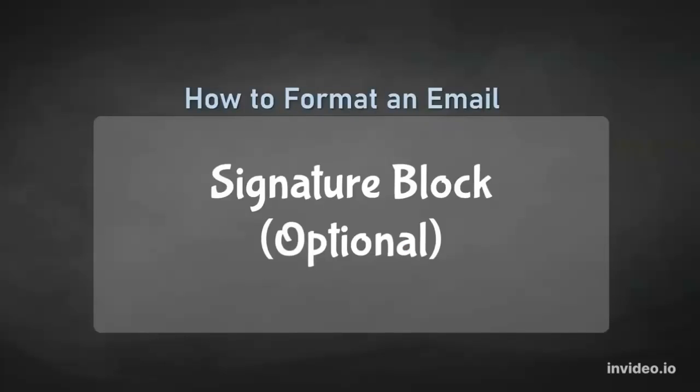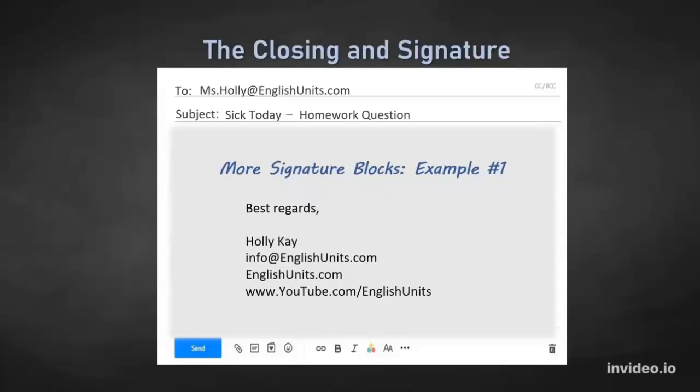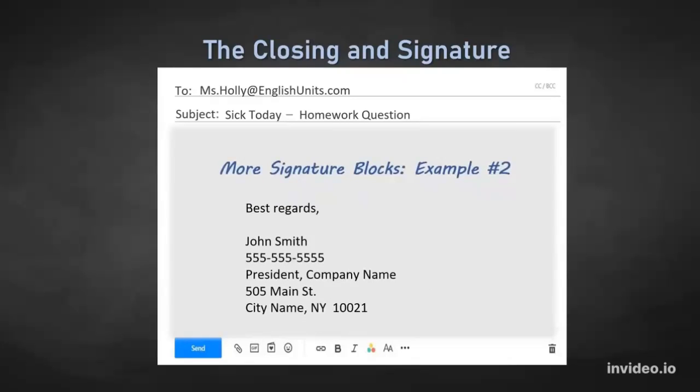Now let's talk about the optional signature block. The signature block contains contact information about the sender, as well as information like the sender's website, YouTube channel, or other professional contact information. Here's example 1 with the name, email, website, and YouTube channel. Here's example 2. You have the person's name, phone number, position or job. Notice after the job you have the company, and between those 2 a comma. Finally, after that you have his mailing address at the bottom.